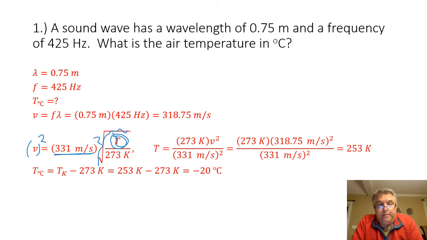253 Kelvin. Now, in order to convert from Kelvin to degrees Celsius, because I want my final answer to be in degrees Celsius, it's a simple operation. I simply take my Kelvin temperature, subtract 273 Kelvin from that. So 253 Kelvin minus 273 Kelvin will give me an air temperature of negative 20 degrees Celsius.